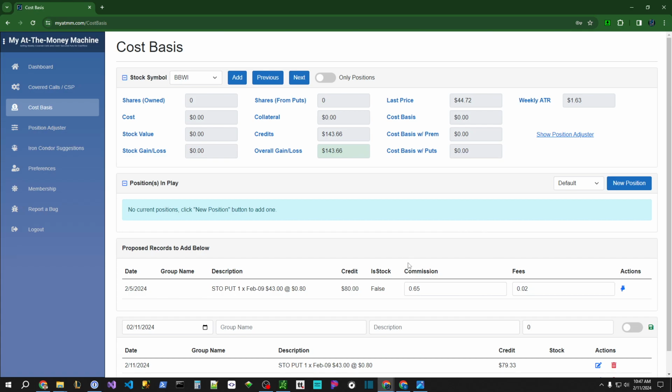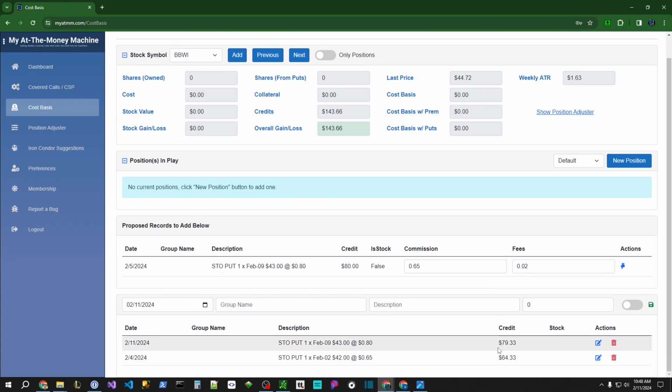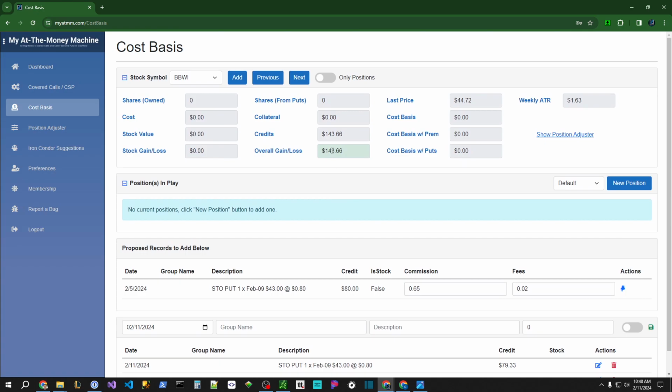All right. So where are we at? We've already done that. We've collected our premium, and now we are sitting back at 0. So we need to look for another position to get into. So let's go and do that.